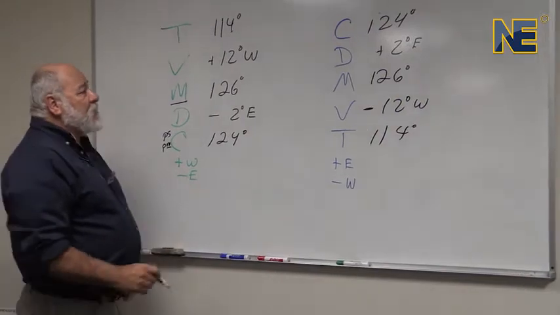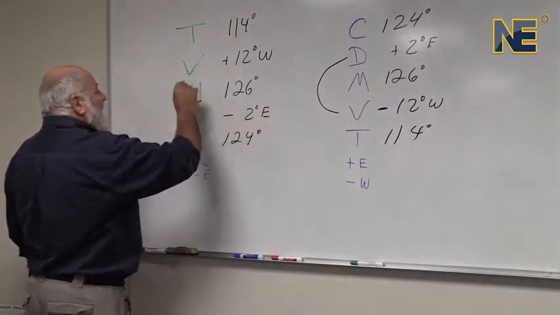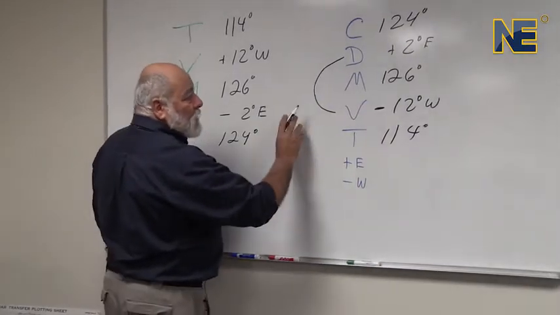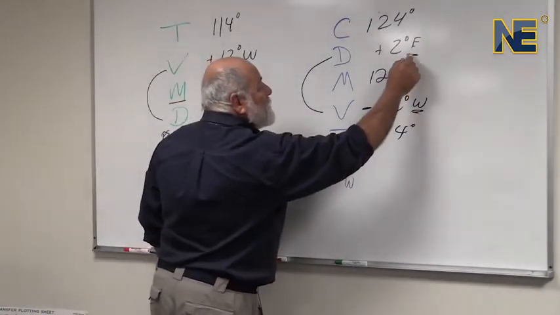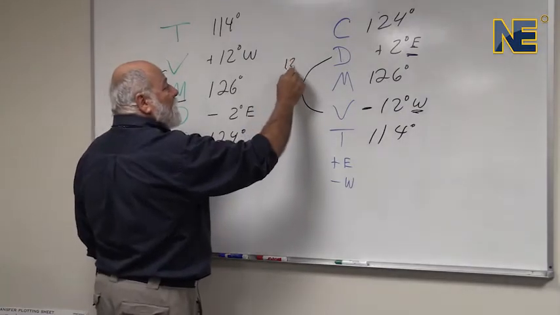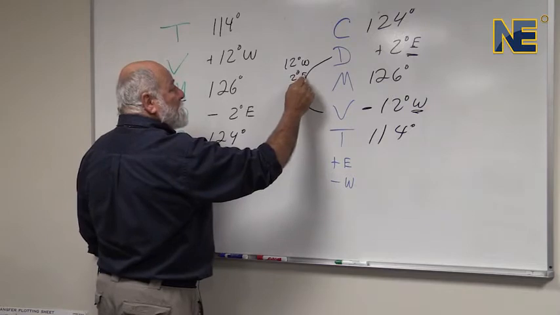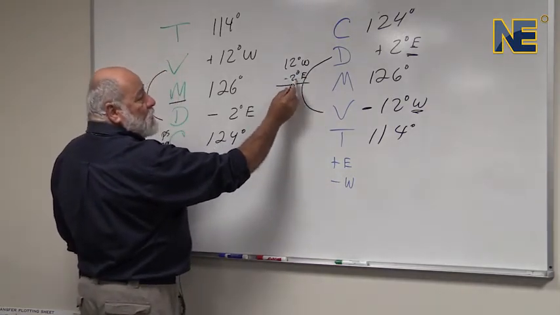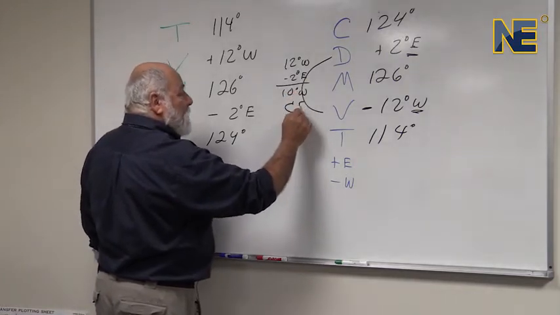To create compass error, what we're going to do is take variation and deviation and combine them. And if we're going to do that, the larger of the directions is going to be what our direction is going to be. So if we have 12 degrees westerly and 2 degrees easterly, and we combine them, we're going to subtract that 2, and it's going to give us a 10-degree westerly compass error.